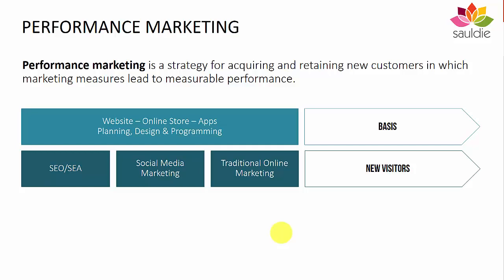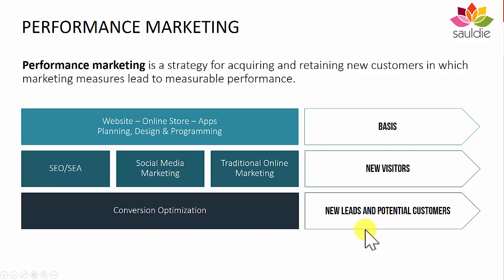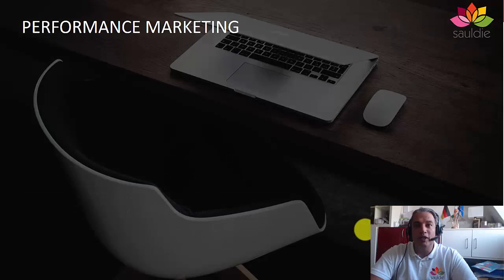Then, of course, you have to do social media marketing. That means that you have to talk about what you're doing, how you're doing it, why you're doing it. And of course, traditional online marketing gives you new visitors. And just to have visitors is also not enough, because if 100 visitors leave your website in 10 seconds, then you have no really new leads or new customers. You just have visitors. So conversion optimization is all the effort you do to optimize for new customers.